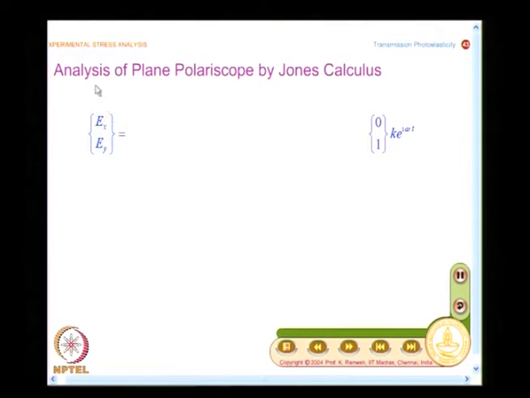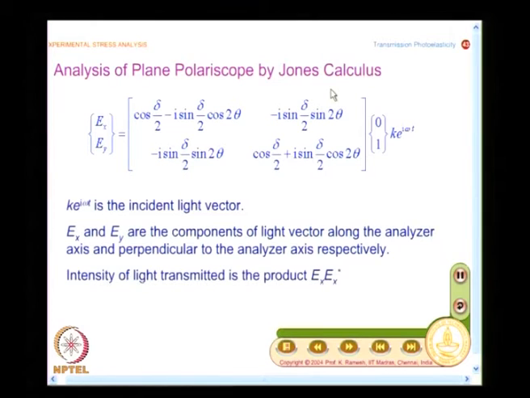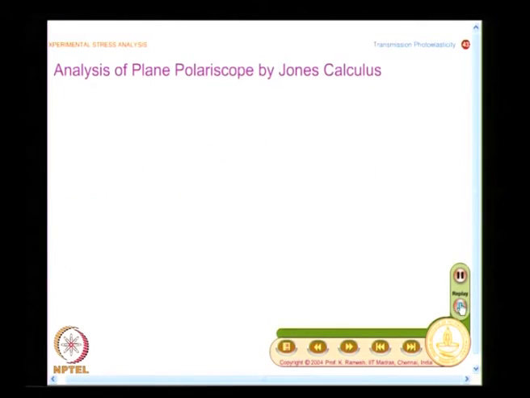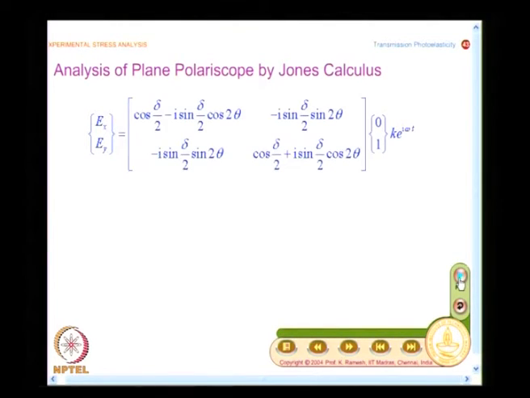So, we will see what happens in a plane polariscope. We are going to do the analysis of the plane polariscope by Jones calculus, and I will repeat the animation. You will see here my interest is to find out the light vector Ex and Ey, and I would also write this starting from the right. First I will say this is the light impinging on the model. So, I will put k e power i omega t first, then I look at what is the first optical element, and represent the optical element. The first optical element here is the polarizer, and we have already seen how to put the polarizer. I will simply put 0 and 1.